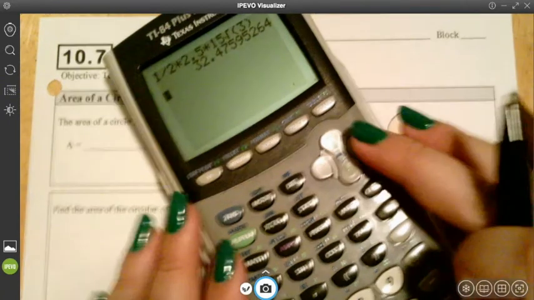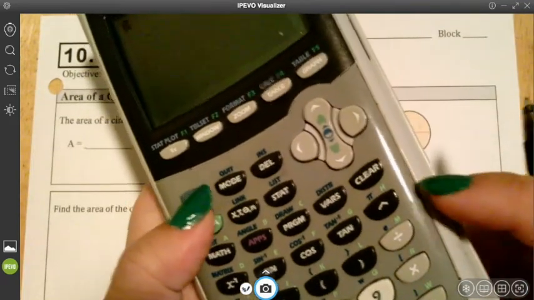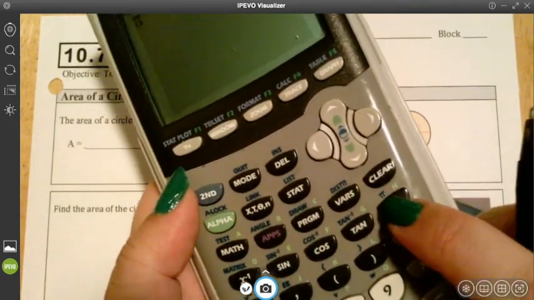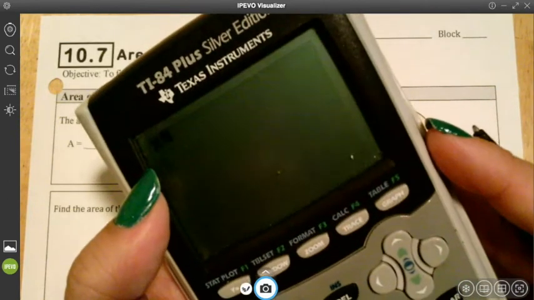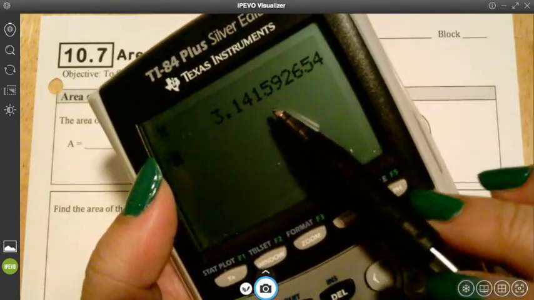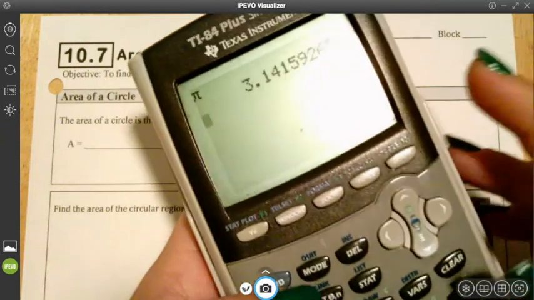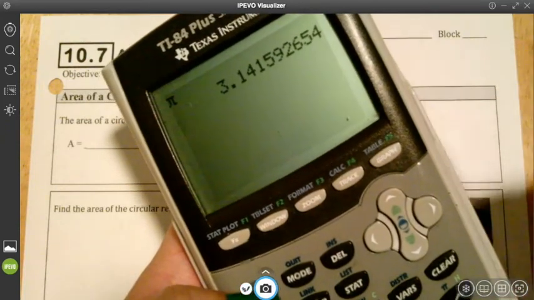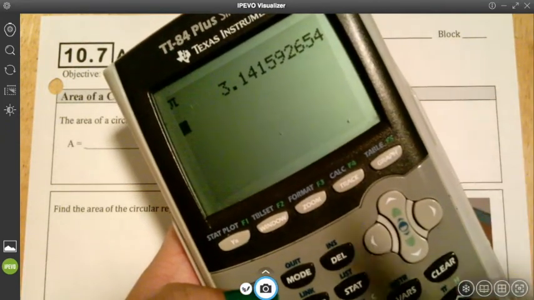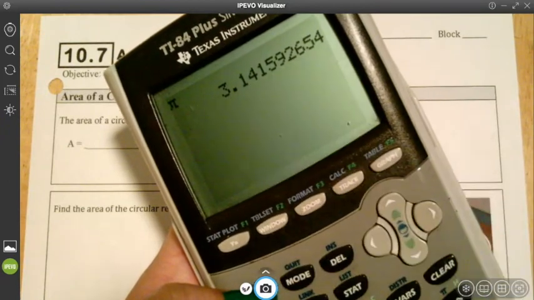So to type pi into your calculator, you'll do second, remember it's like your shift key, and then right here the little pi. And you'll see if you hit enter, it's 3.1415926. And the thing about pi, it's irrational, it never ends. So when we approximate using pi, we will just use 3.14.